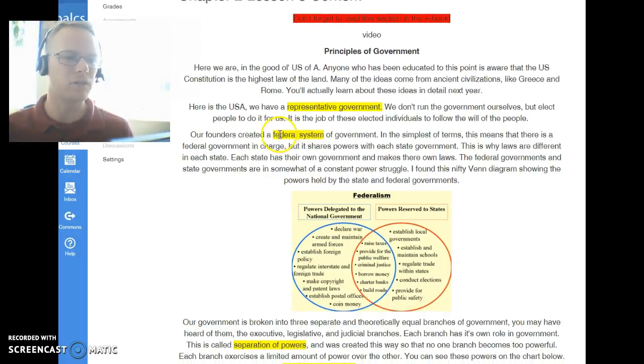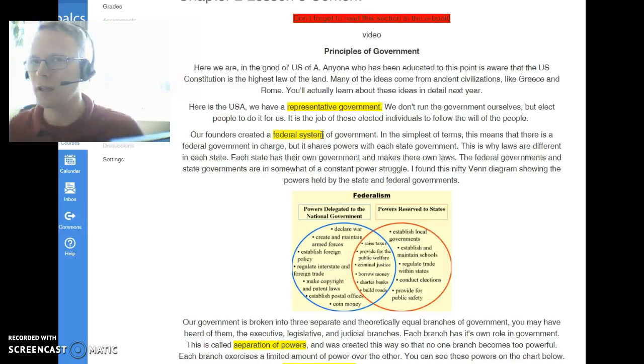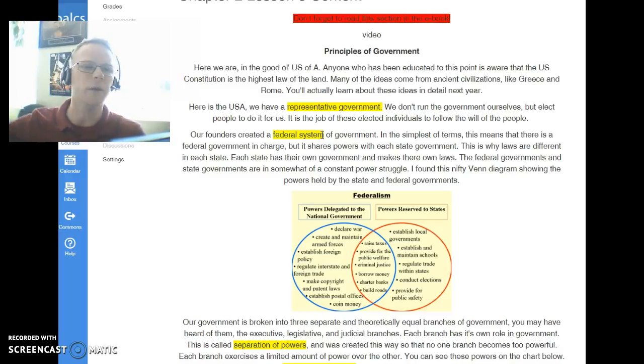Our founders created what is called a federal system of government. In the simplest of terms, that means that there is a federal government in charge at the top, and then it shares powers with the state governments. So like there's a government of Pennsylvania, but in addition there is the federal government, the U.S. government. And this is why laws are different in some states than others. Like maybe there are certain substances that are illegal in one state but legal in another. Or the driver age might be different. Or the age at which you're allowed to consume alcohol. It's because every state has their own government.